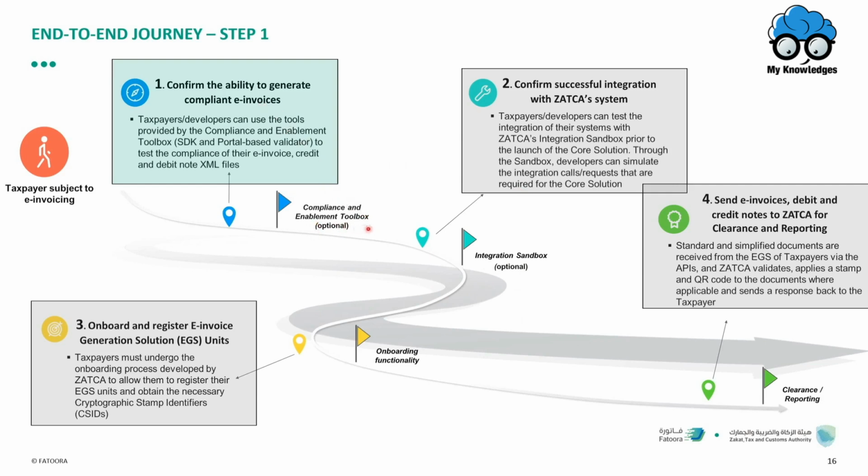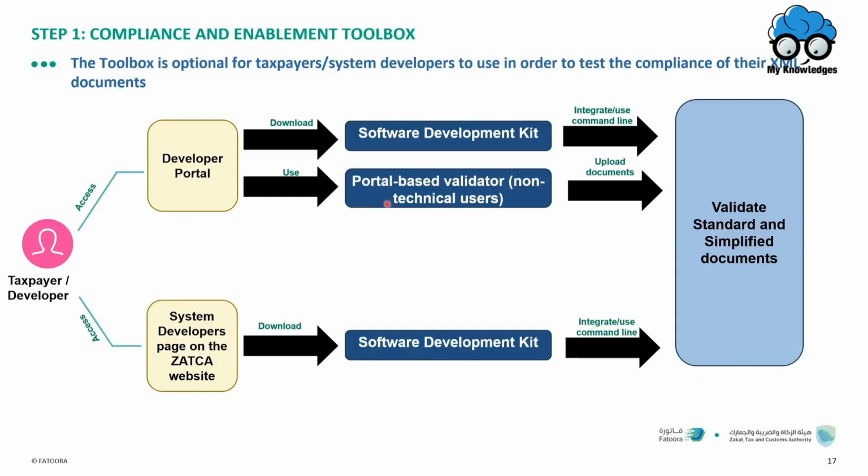Compliance and Enablement Toolbox. As we mentioned, this is the SDK. I'm going to have a dedicated session for that. Basically, this is an offline tool for you to test the implementation of your system against Zatka requirements. And to access that, you have two options. The first one is to go to the developer portal, which is the sandbox. I'm going to have a look at that. You can either download the SDK and use it in an offline mode, or you can use our portal-based validator.